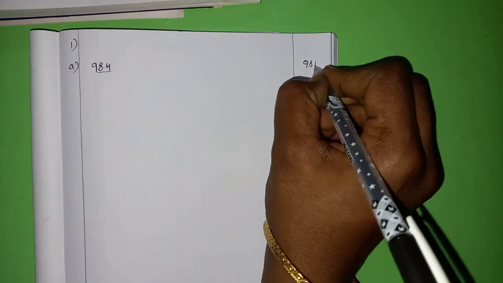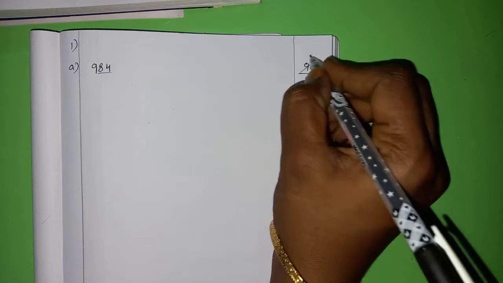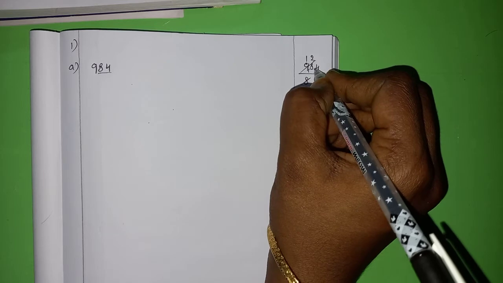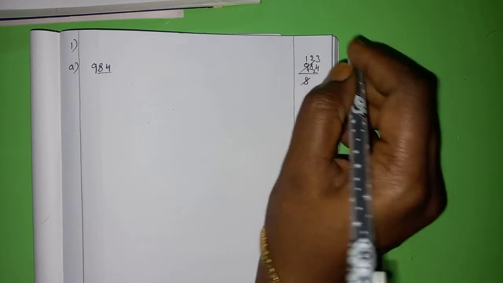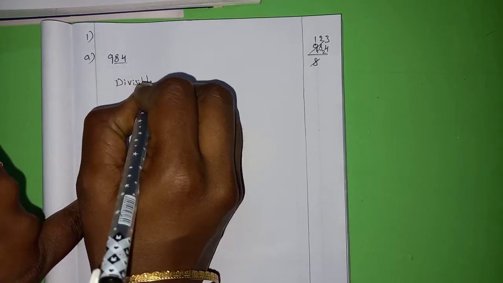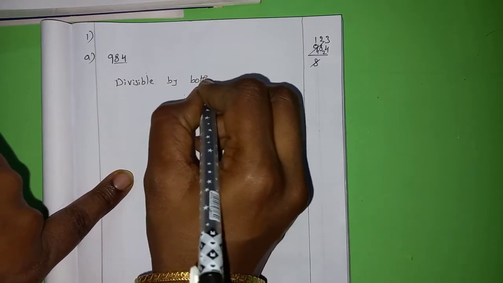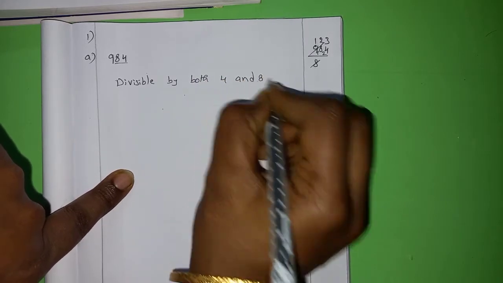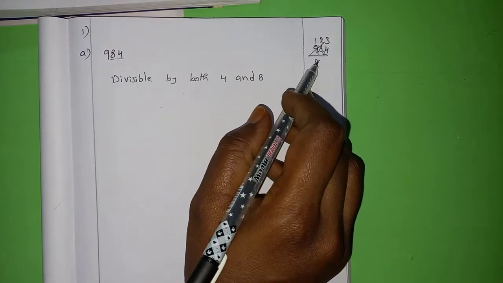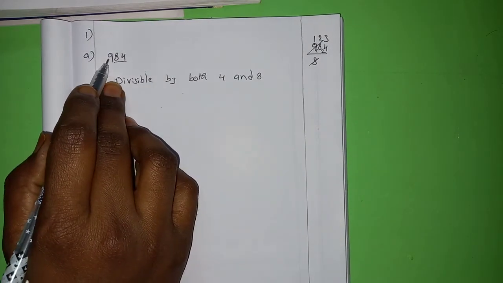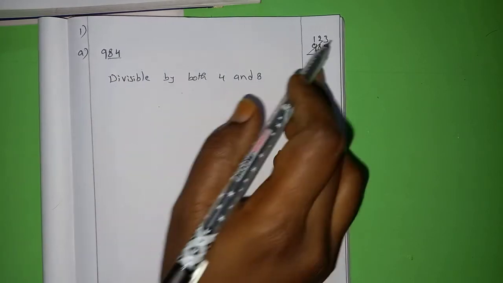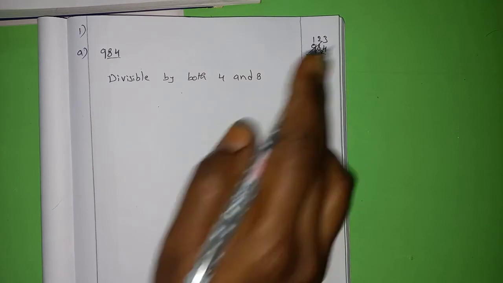Dear, if you have any doubt, you can check like this. 8 ones are 8, 8 twos are 16, next 2 remain, 8 threes. Okay. So what you have to write? Divisible by both 4 and 8. Okay. For 8, we have to check the last 3 digits. If it is a big number, you have to take the last 3 digits. But here it's the number itself, a 3-digit number. That is the reason we check with the whole number.